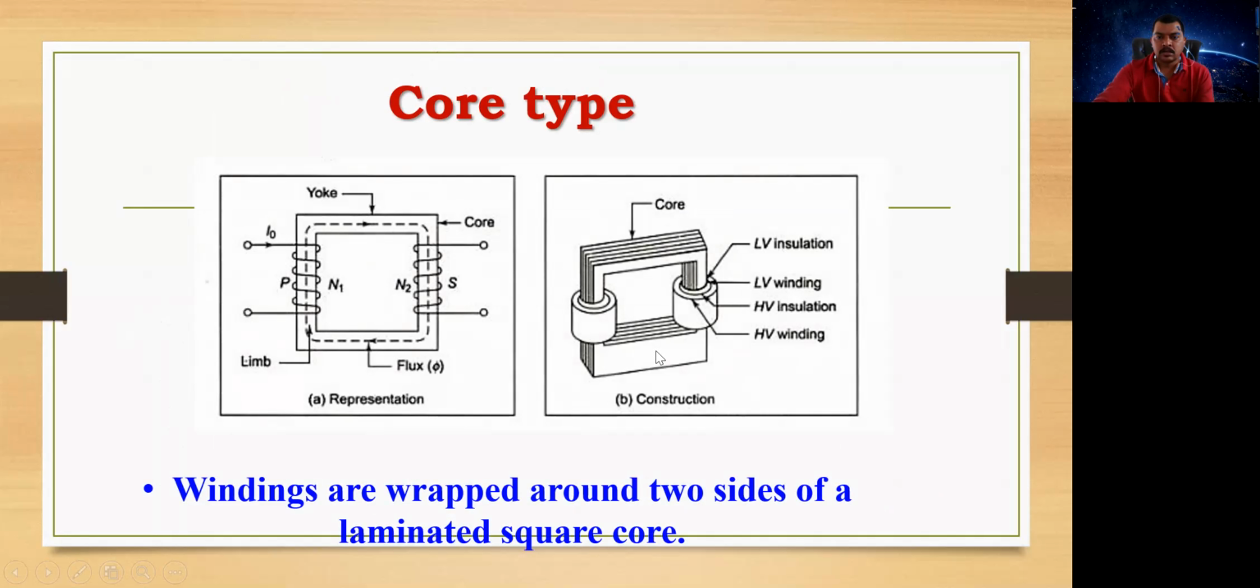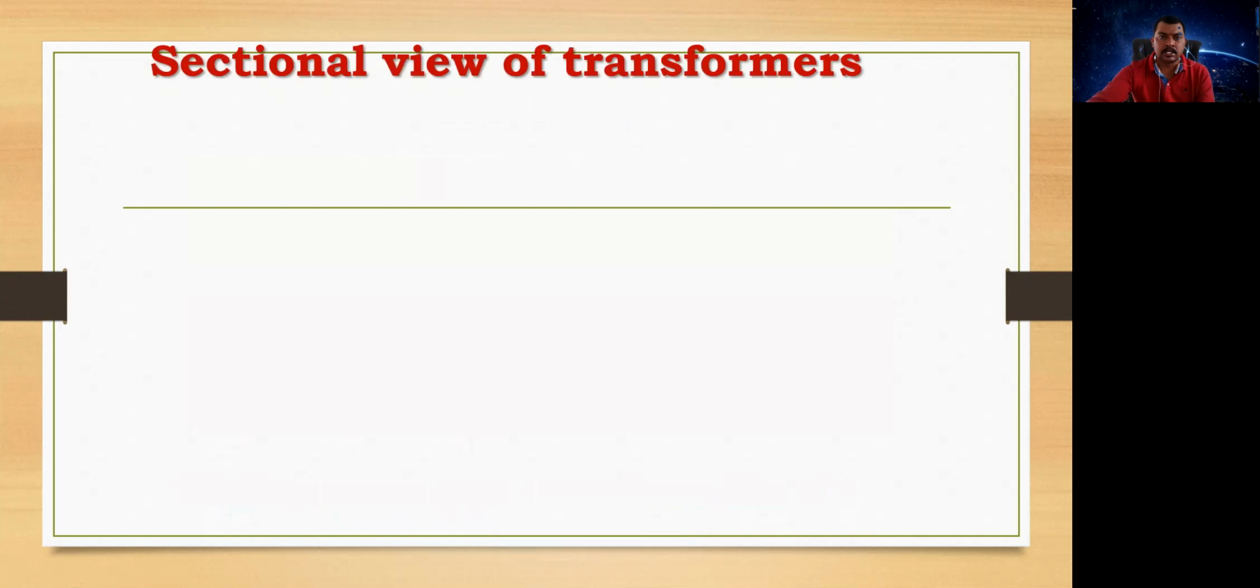So this is the construction of that, and these are actually being used. And the transformers which we are going to use are those in which we have one winding on another. So that is one way.